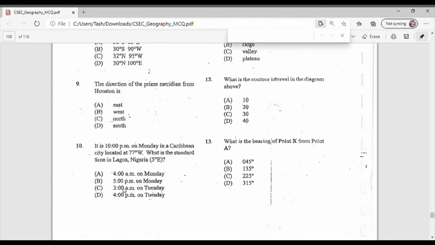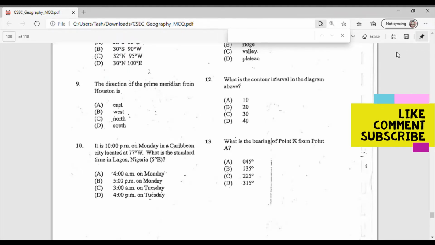Number 10. It is 10 p.m. on Monday in a Caribbean city located at 77 degrees west. What is the standard time in Lagos, Nigeria, which is 5 degrees east? Alright, so let's just look at the question and try to figure it out. It's 10 p.m. on Monday at a place that is located at 77 degrees west. The time in Nigeria, which is located at 5 degrees east.